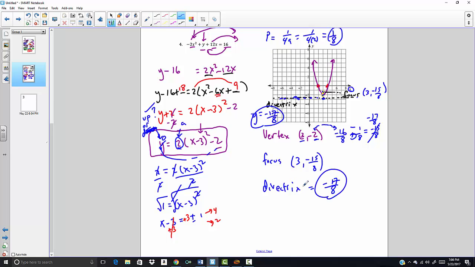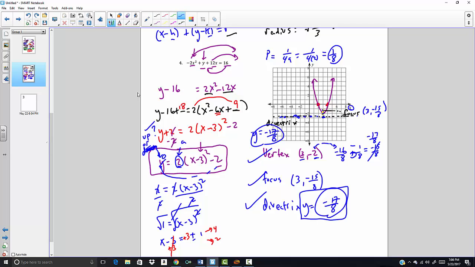Okay? Y equals. It's really important you put that. Y equals -17 over 8. And that, your focus, directrix, vertex, that's everything for the parabola. And that's pretty much how it works. Okay? So you have everything there.